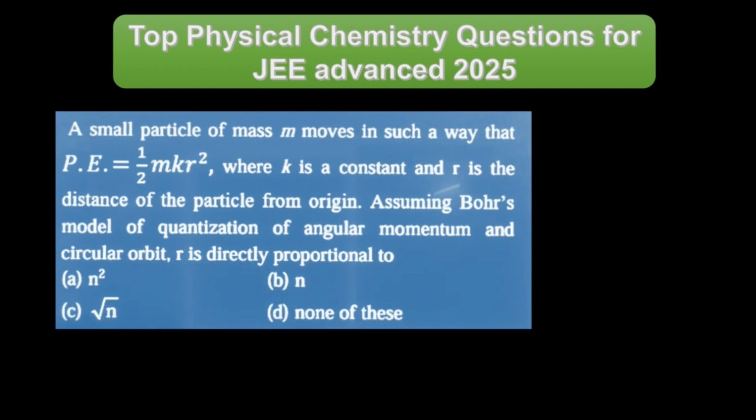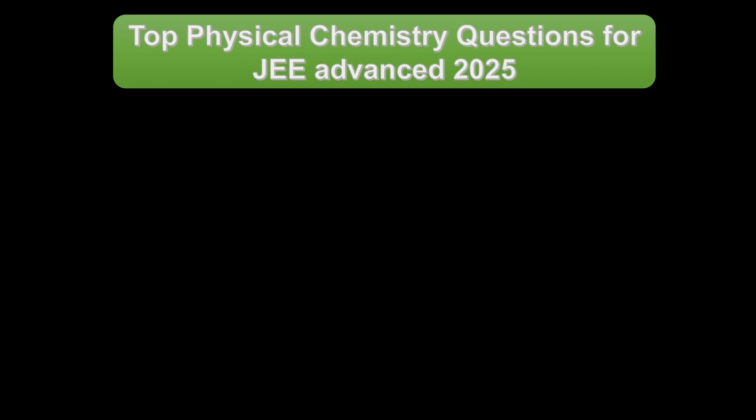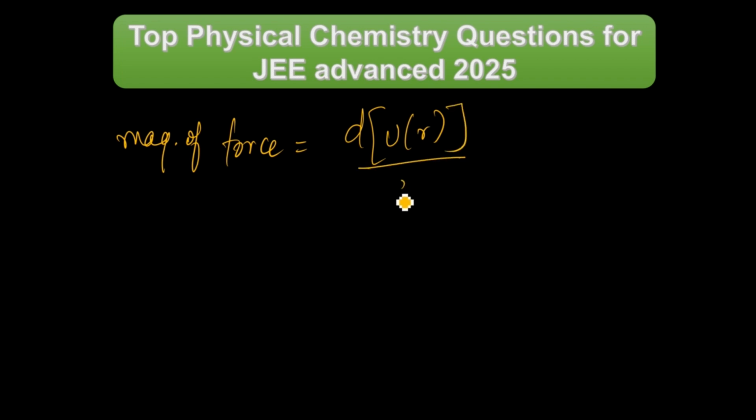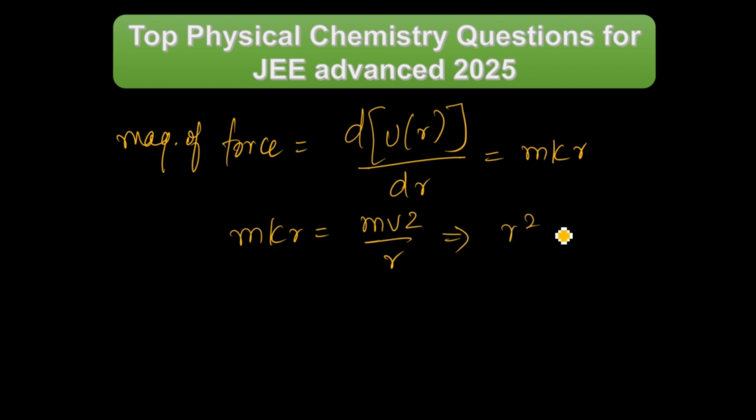What is the magnitude of the force? So they have given that the potential energy is equal to half mkr square. So the magnitude of force is equal to dU of r by dr, which is equal to mkr. That is our magnitude of force. So this mkr is mv square by r, isn't it? So from here we can find the r value, that is r square equal to v square by k.